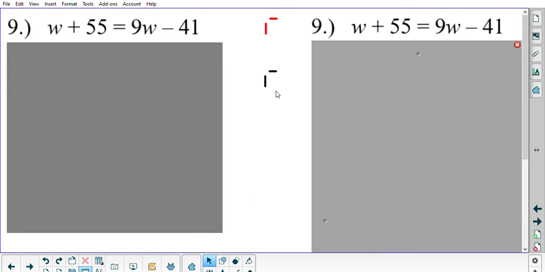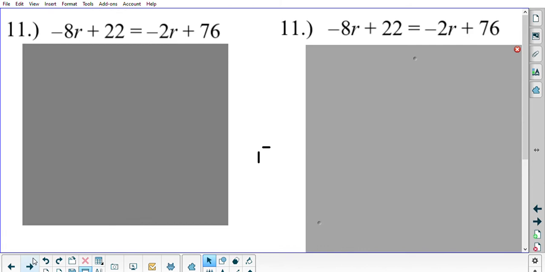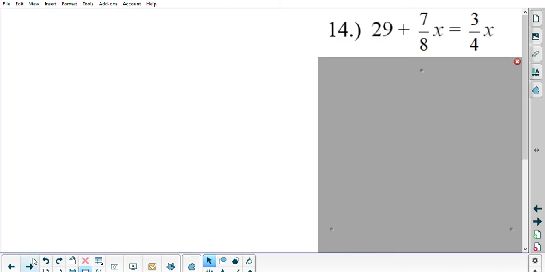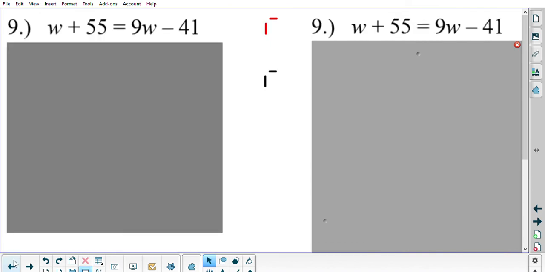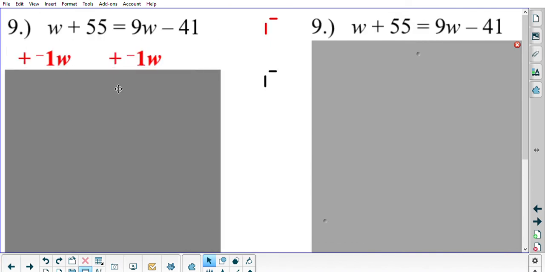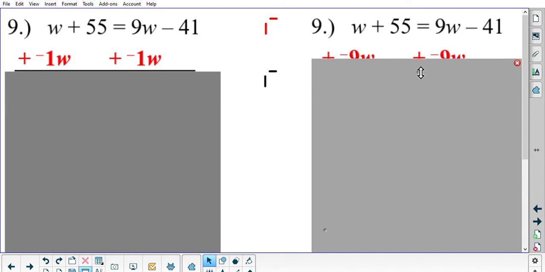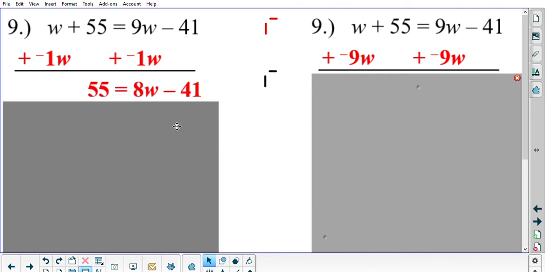Okay, I hope you have already done numbers 9, 10, 11, 12, 13, and 14, because I am now going to go over them. Here we go. Problem number 9. You could add by negative 1w to both sides, or you could add by negative 9w to both sides. The choice is yours. For those of you who added by negative 1w, you're going to get 55 equals 8w minus 41.